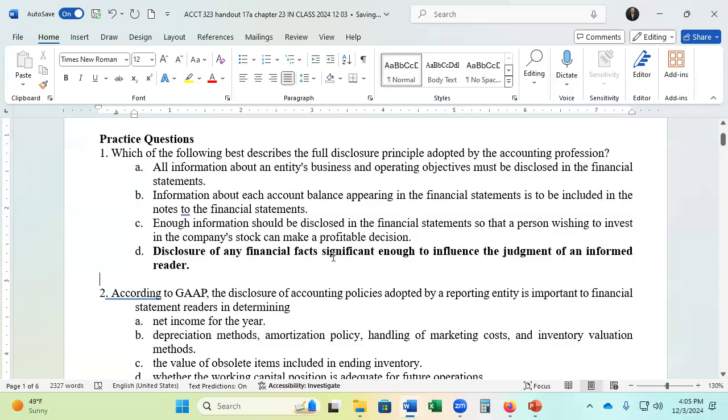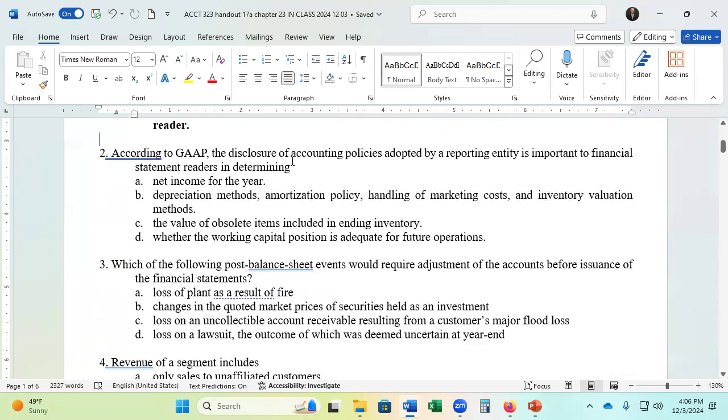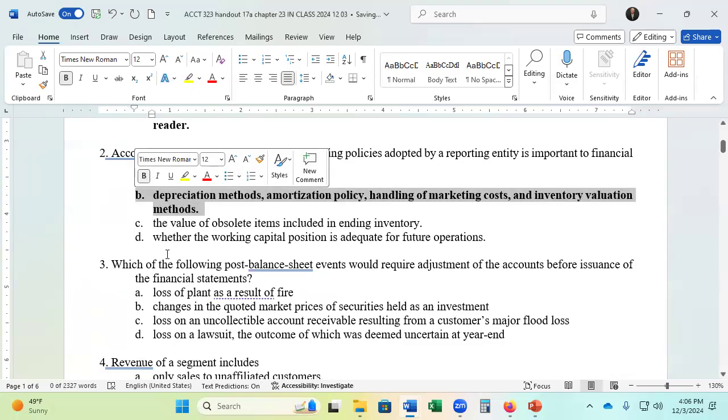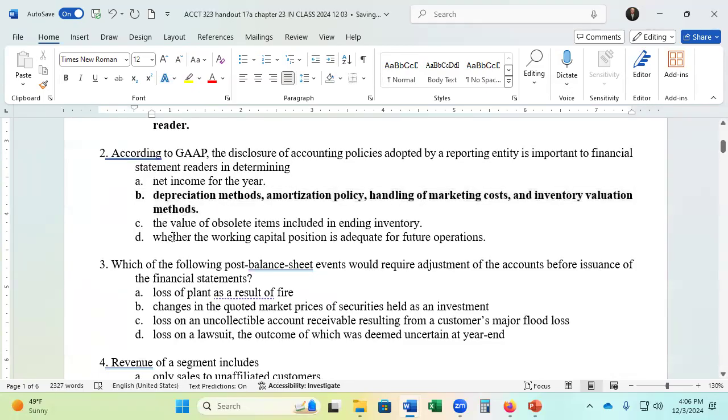But you know, here significant implies, I think, a statistical kind of significance versus materiality, which they kind of had numbers for. So here we know that it's got to be fairly big, right, to be disclosed on the financial statements. And they want you to try to disclose all of those things. According to GAAP, the disclosure of accounting policies adopted by a reporting entity is important to financial statement readers in determining depreciation methods, amortization policy, handling of marketing costs, and inventory valuation method.